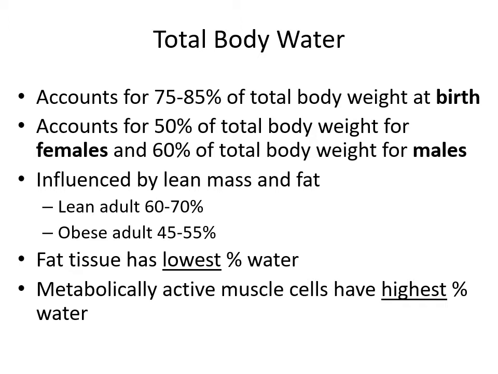Now, fat tissue has the lowest percentage of water, so it's about 14-ish%, give or take. And so metabolically active muscle cells, so what you're thinking of is, again, this is typically going to be skeletal muscle, although also our smooth muscle like organs, will have the highest percentage of water, as seen by beef jerky or anytime you cook meat and you see how much it shrinks with a loss of water.